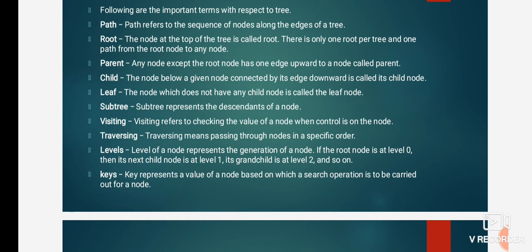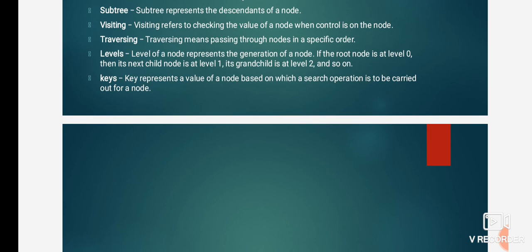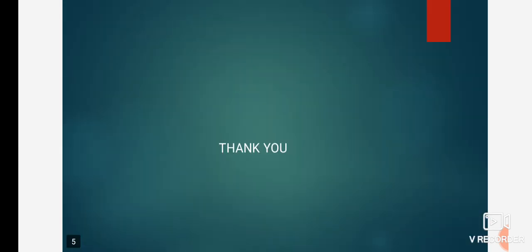Then levels of the tree. The level of a node represents the generation of a node. If the root node is at level 0, then its child nodes are at level 1, its grandchildren are at level 2, and so on. Then keys. A key represents the value of the node based on which a search operation is to be carried out on the node. Thank you.